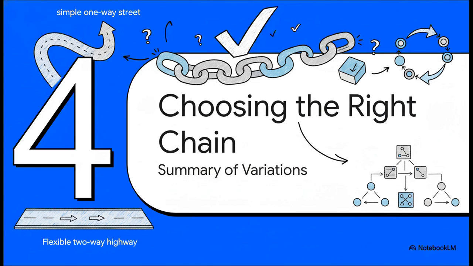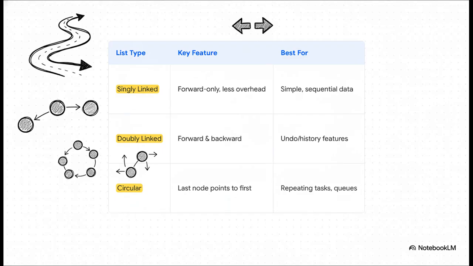So there we have it. We've looked at 3 different kinds of linked lists. We've got the simple one-way street, the flexible two-way highway, and the never-ending loop. And that brings us to the most important part, choosing the right chain for the job. Let's just break it down real simple. If all you need is a basic, memory-efficient way to log data in order, the singly linked list is your friend. It's simple and lightweight.